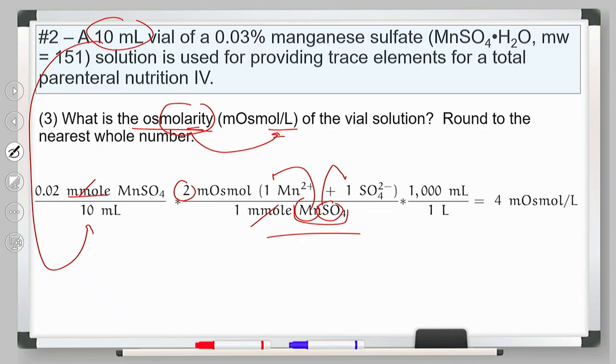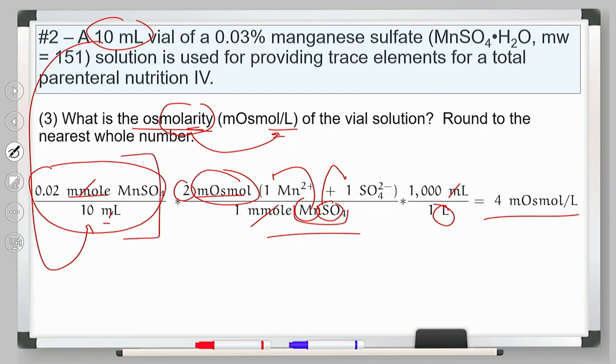If I multiply like that, millimoles will cancel, and I'll be in milliosmoles, but I'm still per milliliter. What do I want to be in? Per liter. So I just need to convert 10 milliliters to liters. That's where I multiply by 1,000 mL per 1 liter, and that gives me this unit. So 0.02 times 2 divided by 10 times 1,000 gives me 4 milliosmoles per liter. So first of all, could everyone set this up? Do you see where that came from? That came from our calculated amount of milliosmoles in the total vial, and the total vial volume is 10 milliliters. So once you set this up, it really was just a matter of unit conversion from millimoles to milliosmoles and milliliters to liters.